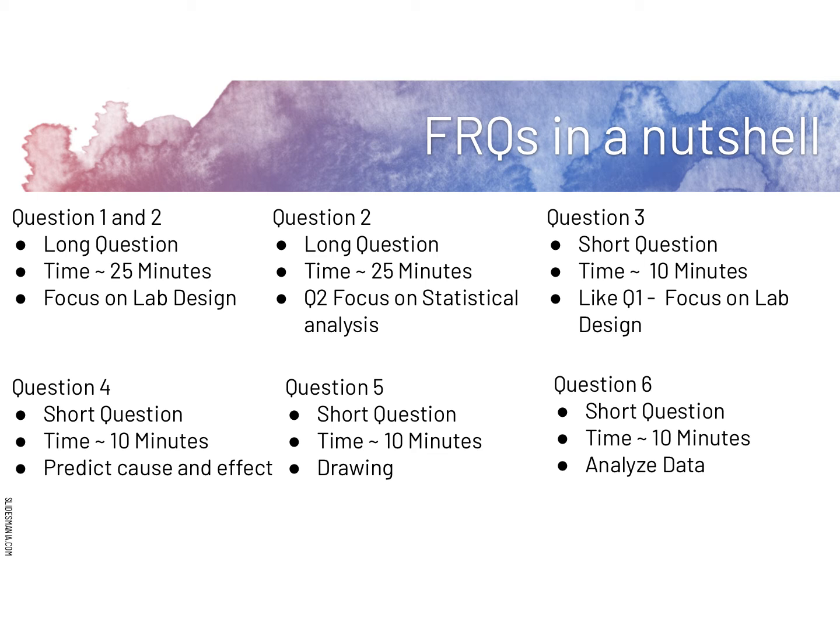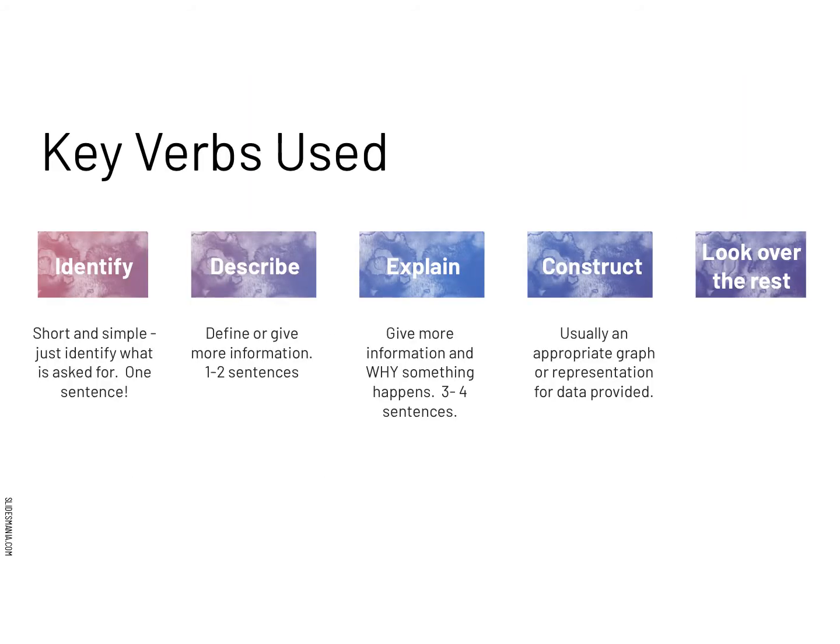For example, question 3 is going to also focus on the lab design aspect, whereas question 4 is going to have more of a predicting cause and effect feel to it. Question 5 is unique in that they're going to ask you to draw something, and then question 6 is going to focus on analyzing data. Knowing which type of question is coming up and which questions are your strengths and weaknesses is a great time saver tip for the AP exam at the end of the year.